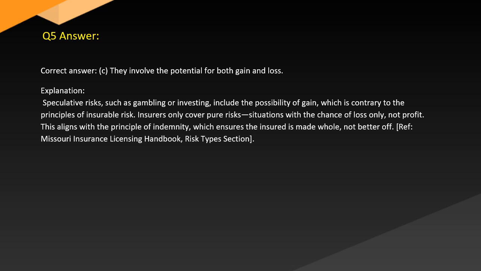Explanation. Speculative risks, such as gambling or investing, include the possibility of gain, which is contrary to the principles of insurable risk. Insurers only cover pure risks, situations with the chance of loss only, not profit. This aligns with the principle of indemnity, which ensures the insured is made whole, not better off. Ref. Missouri Insurance Licensing Handbook, Risk Types Section.